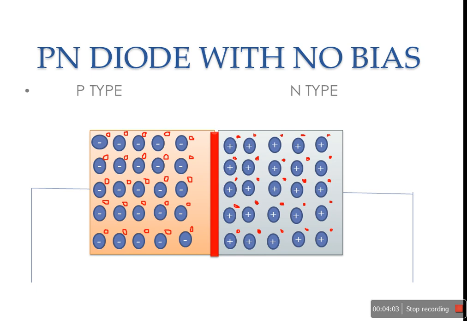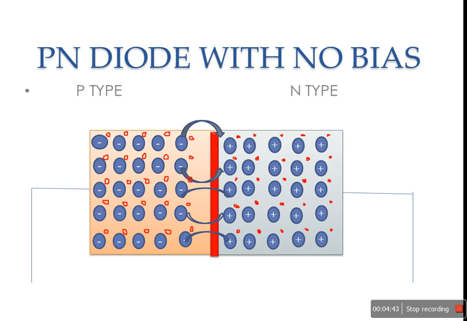The holes diffuse or travel from P to N. So here we are having the concentration difference. Gradient is nothing but the electron and holes concentration difference. So the holes are moving from P to N and the electrons are moving from N to P due to the concentration gradient, that is change in the concentration.